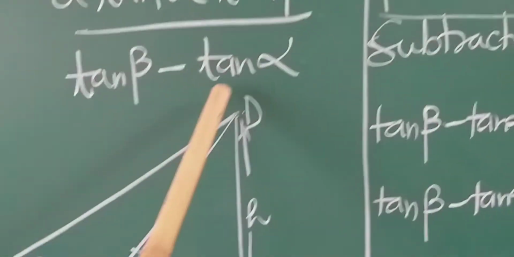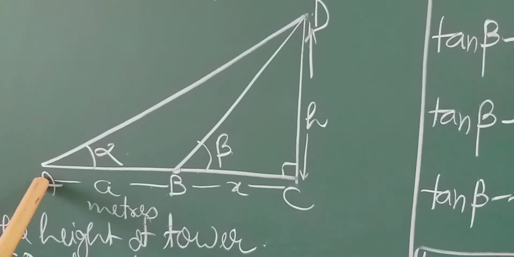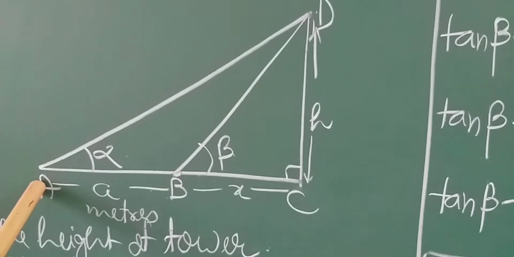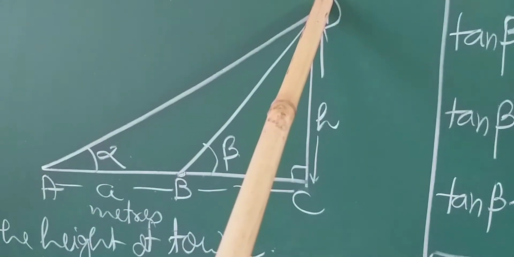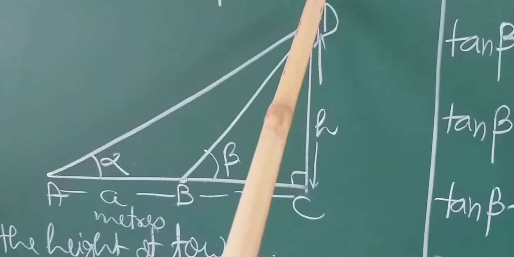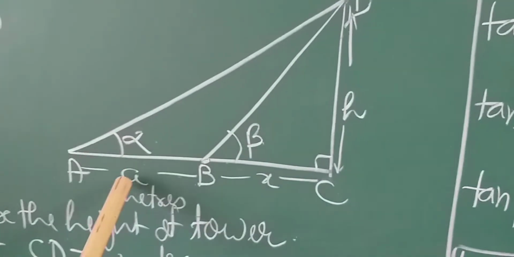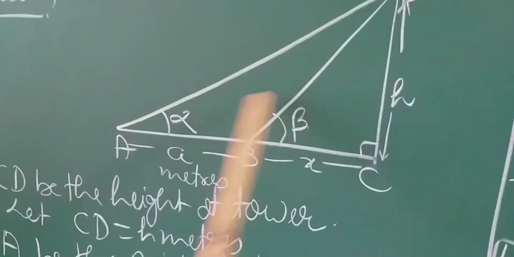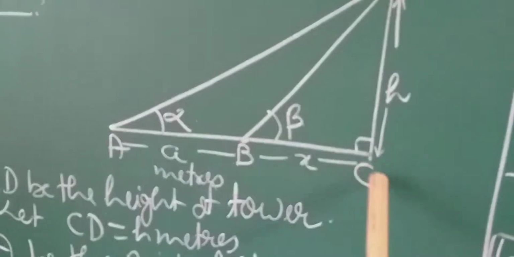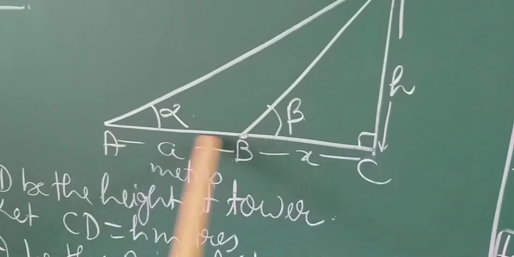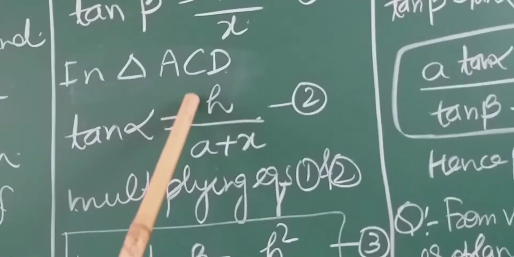Now students, we need tan alpha. So in triangle DCA, always remember students, we have to take a right angle triangle. That's why we will take here ACD, not ABD. So in triangle ACD, tan alpha equals h upon a plus x, perpendicular upon base. Base is AC, and the AC value is a plus x. So in triangle ACD, tan alpha equals h upon a plus x.